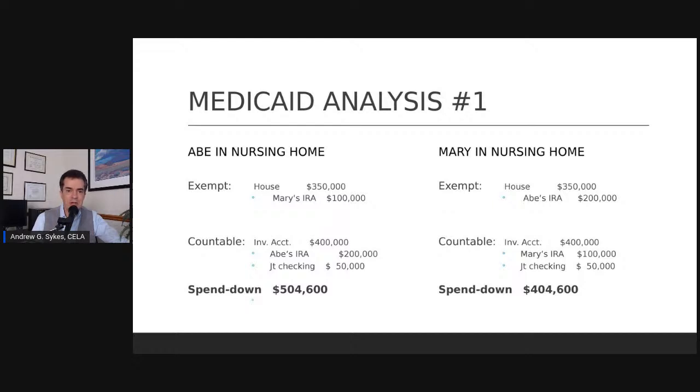Now, if Mary's in the nursing home, numbers are similar, but because of the difference in the IRA amounts, you'd only have to be spending down around $404,000. So this is what would happen without using a trust. If they had these assets today and somebody had a stroke tomorrow and needed to be in the nursing home the day after that, this is roughly how the numbers would work.